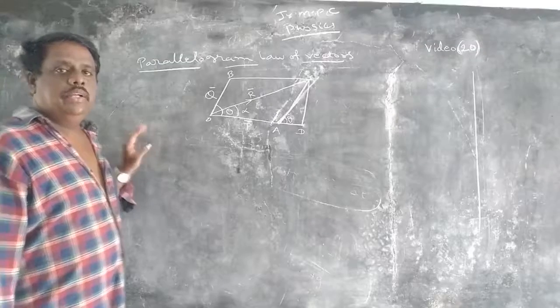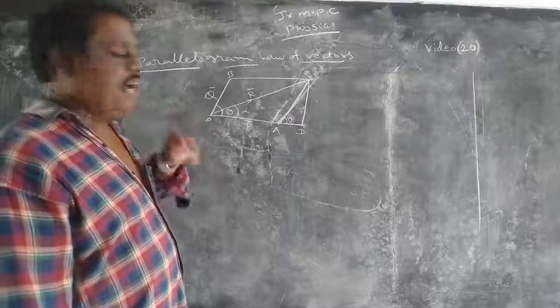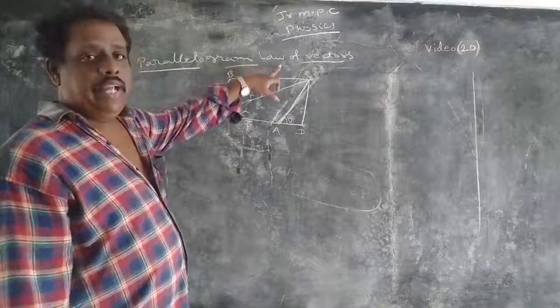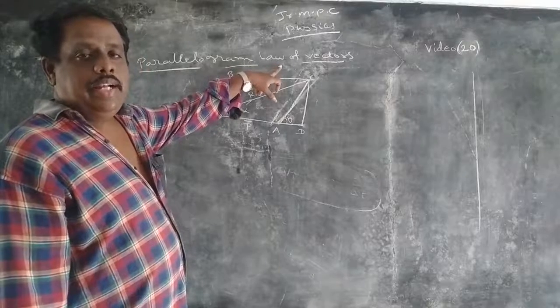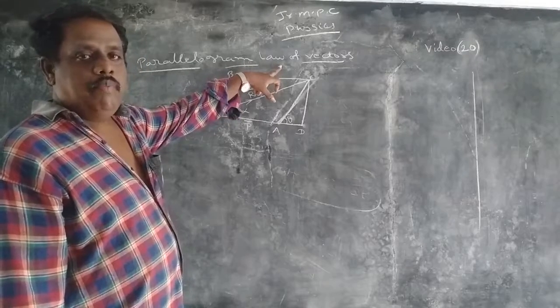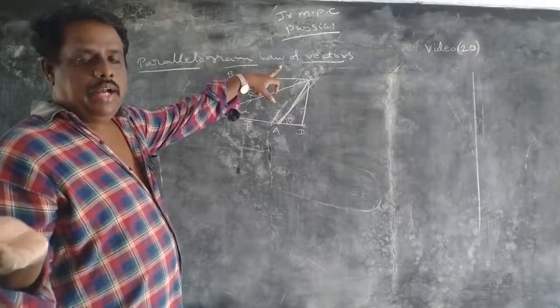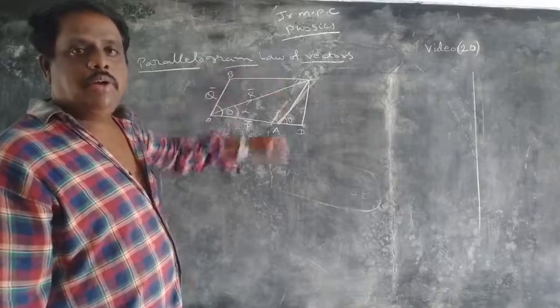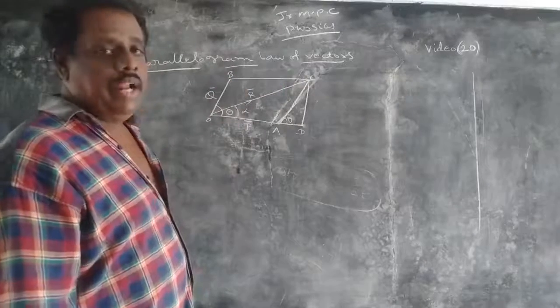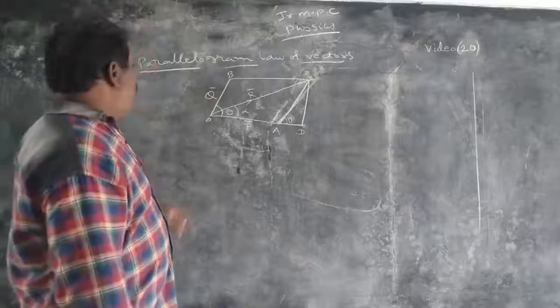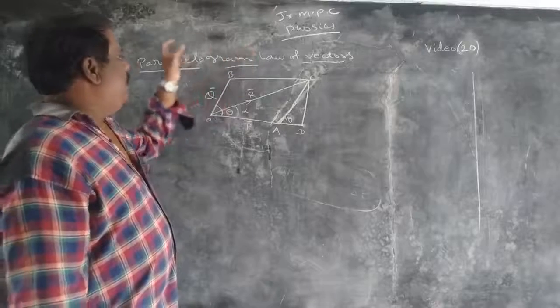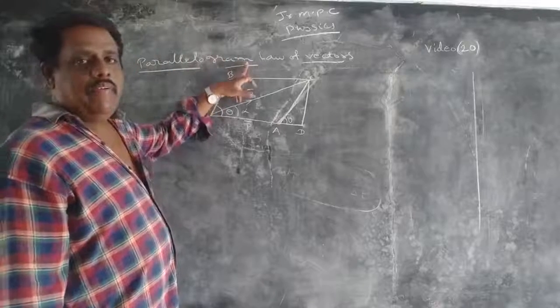Hi students, today's topic is the parallelogram law of vectors. With it we can find the resultant of a parallelogram and its direction. The resultant R bar and the direction theta we have to calculate from this parallelogram law of vectors. How can you define this parallelogram law of vectors?